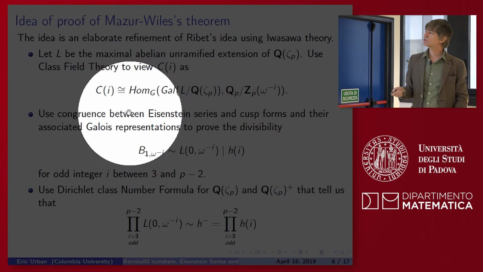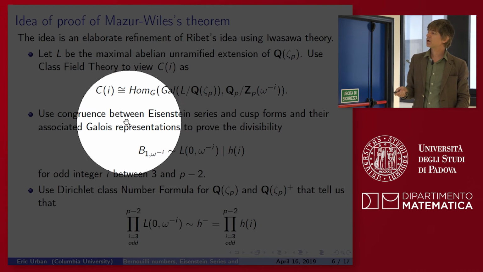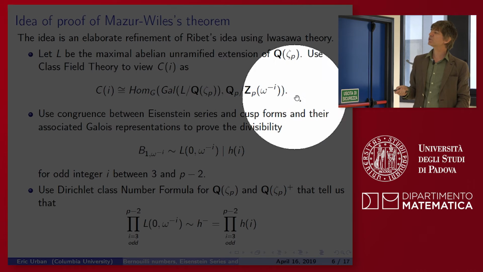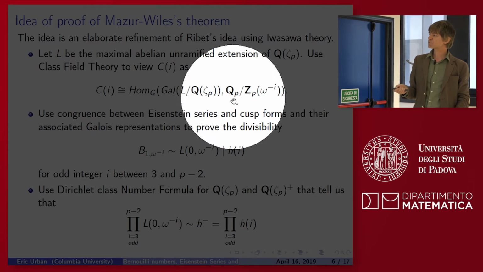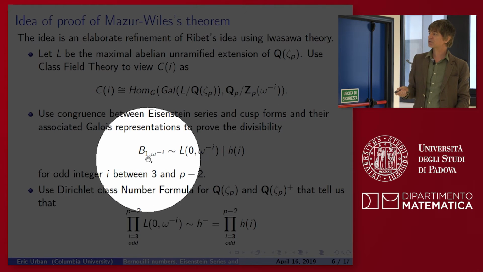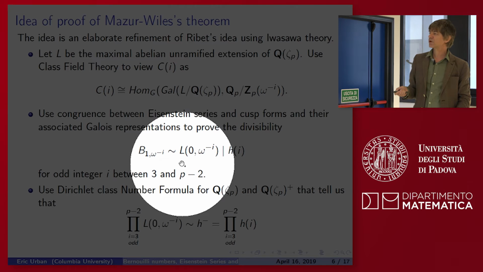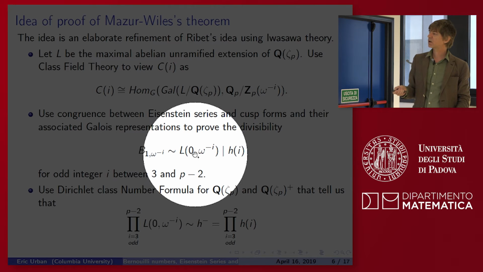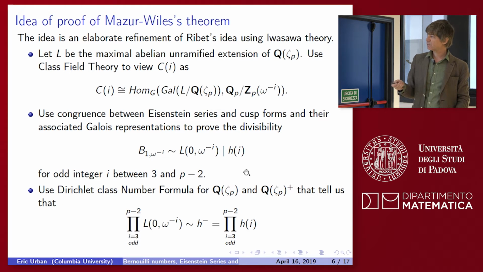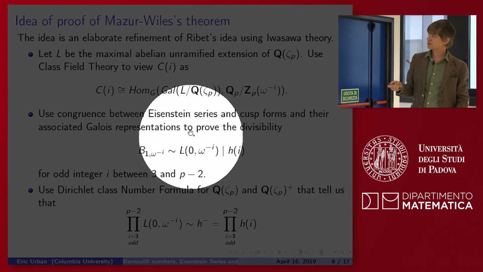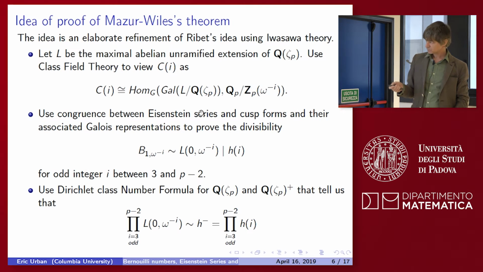The second step is to prove, using congruences between Eisenstein series and cusp forms and their associated Galois representations, the divisibility that this L value, the value of this Dirichlet L function at 0, divides the size of H of I. So that means that it divides the size of this group here. And this is done by using congruences between Eisenstein series and cusp forms. I'm going to explain what they are next.